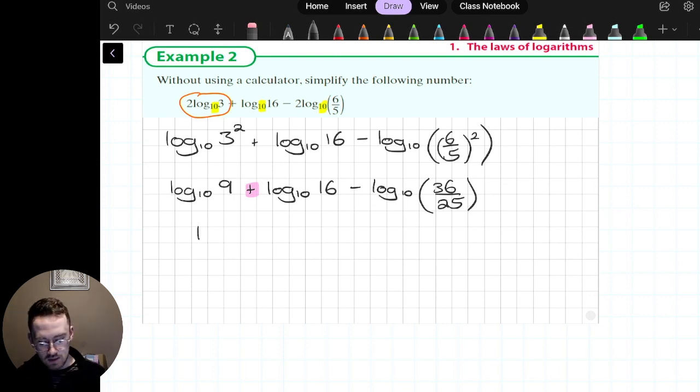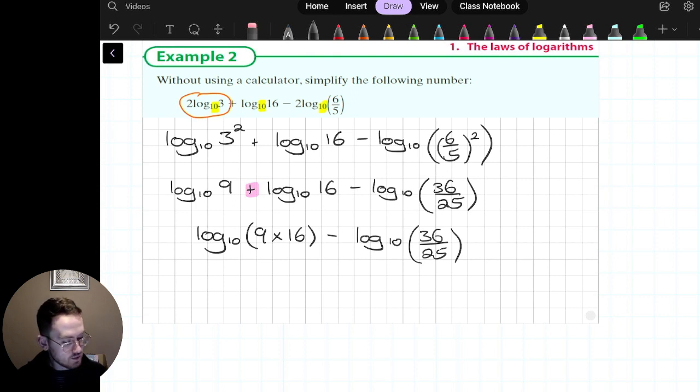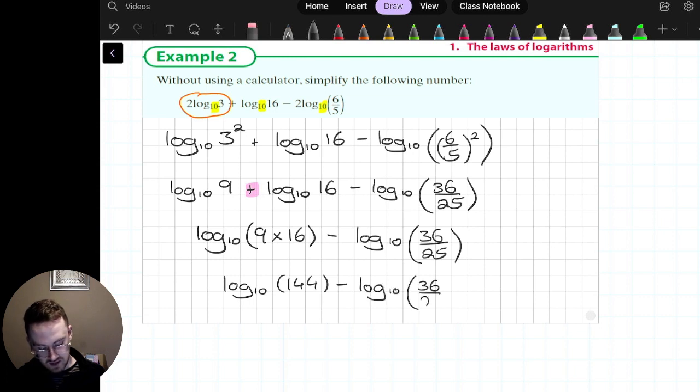We should remember that when we're adding two log terms, we can multiply those terms in the brackets. We can multiply the two of those to make our equation a little simpler. So we're going to have 9 multiplied by 16, and 9 multiplied by 16 is 144. So we have log to the base 10 of 144 minus log to the base 10 of 36 over 25.